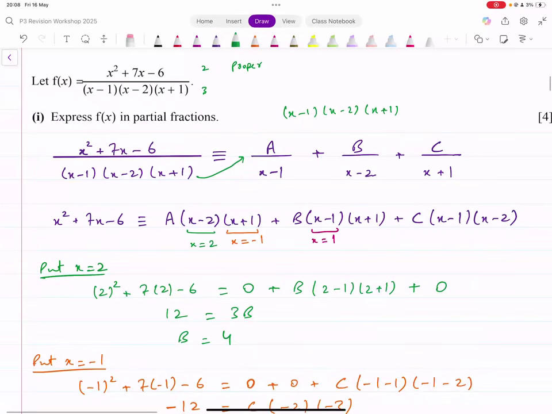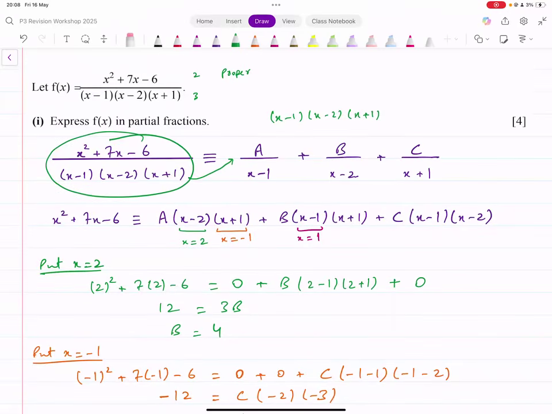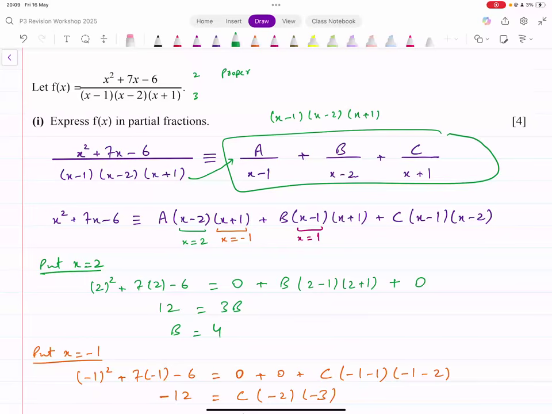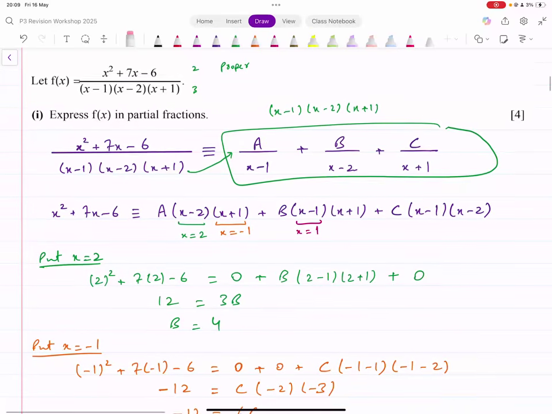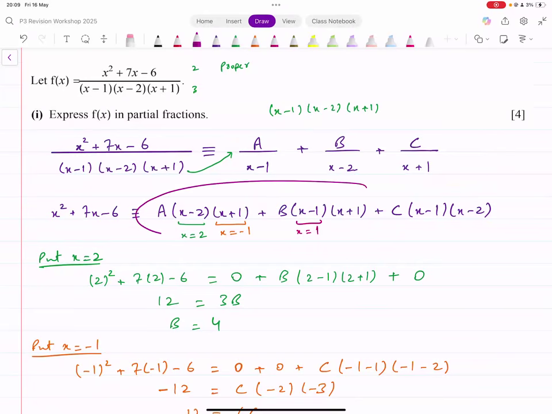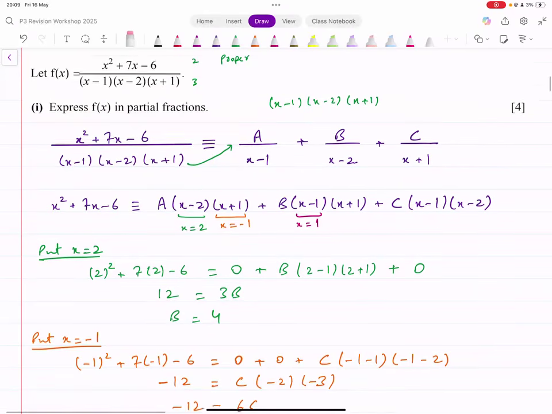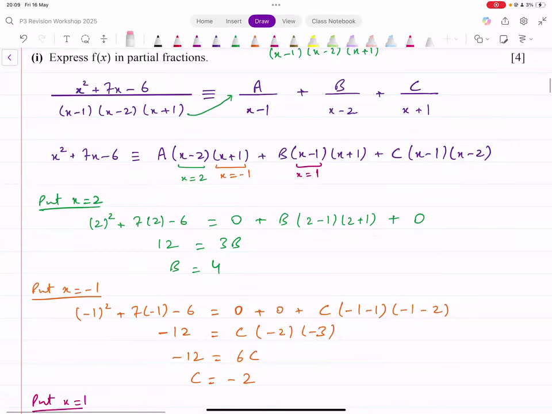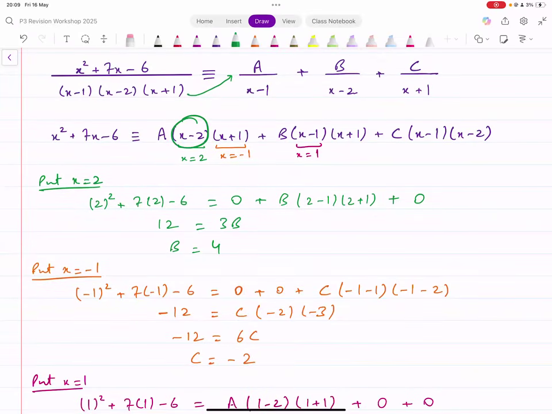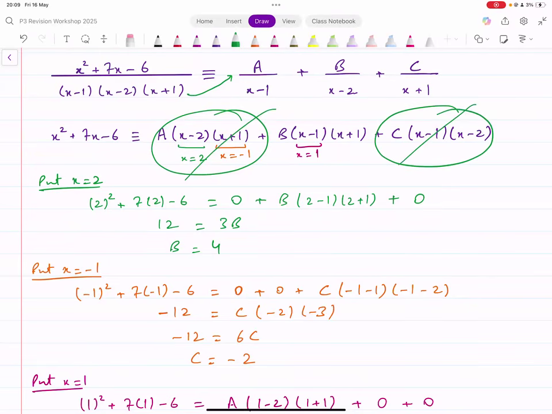How would you do this? You would say, this is the fraction for which you want to find partial fractions. You break it into three fractions like this: a over x minus 1 plus b over x minus 2 plus c over x plus 1. You multiply the denominator on the left side and the right side, and that gives you this. And then what you do is, you input some specific values of x. For example, how can you make this bracket 0? You put x equals 2. What happens is, whichever term has x minus 2, that will become 0. So these two terms get eliminated, and we're just left with b into 2 minus 1 into 2 plus 1, and that gives us the value of b.